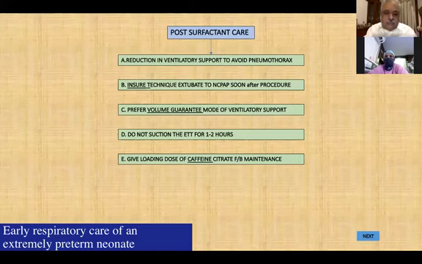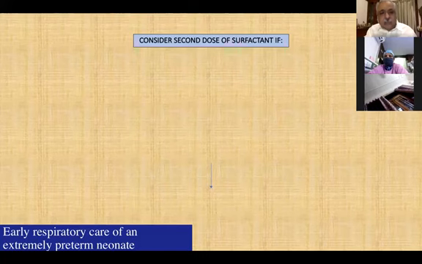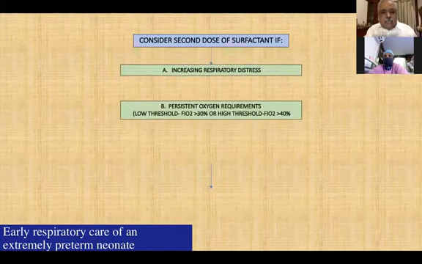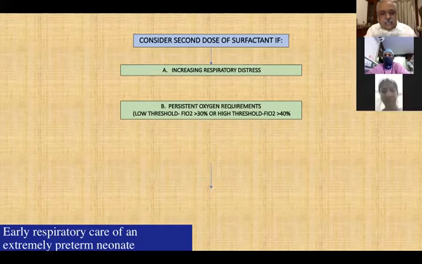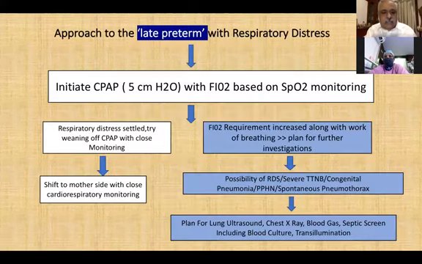Give a loading dose of caffeine, and then consider NIPPV if CPAP fails after giving the surfactant; you can probably give CPAP or NIV. Second dose of surfactant: retreatment criteria are there. If the baby still has oxygen requirements, RDS is there clinically and radiologically, you can probably give a second dose of surfactant. Now we can even think of giving it within 4 to 6 hours. Earlier days, we used to think it's better to give it after 8 to 12 hours and then monitor the response. So that was as far as extremely preterm babies' respiratory care is concerned.